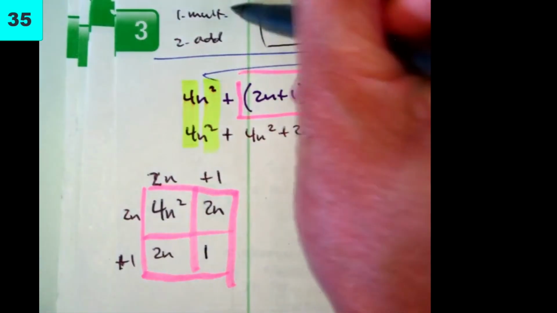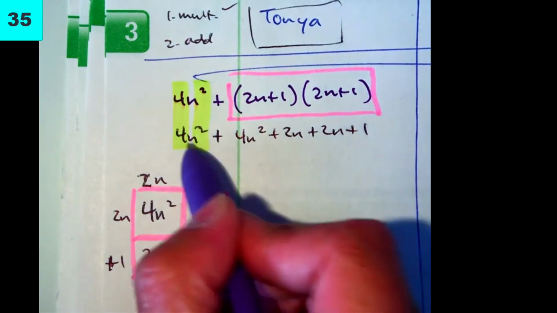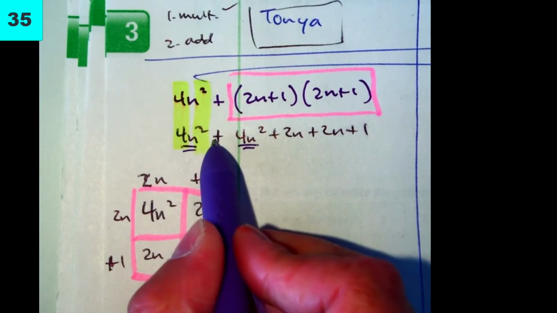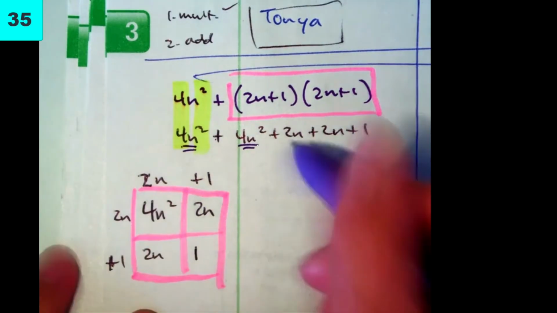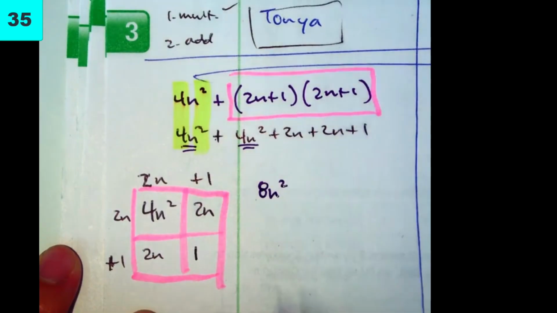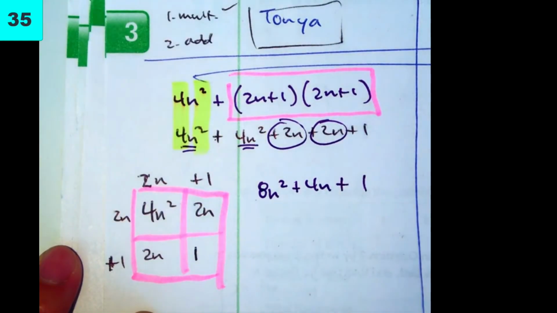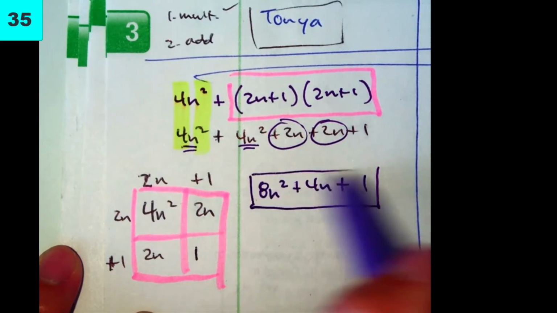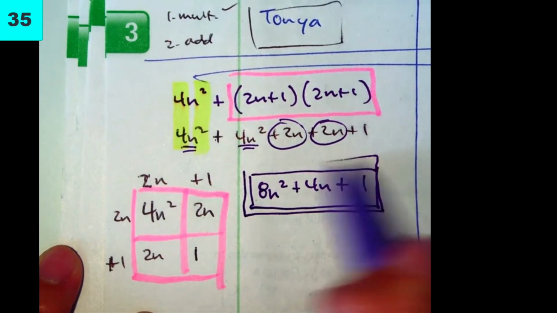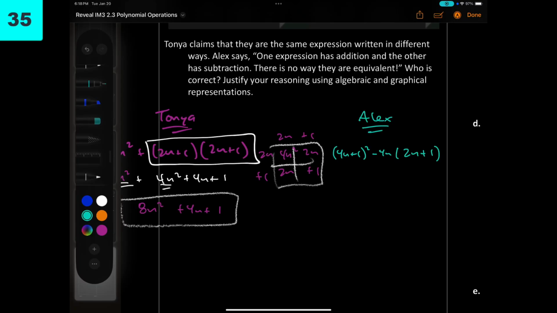And now we can just combine like terms. Which ones are like terms, class? Remember, when you're adding, you're just looking at the number in front. 4 plus 4 is 8, so 8n squared. How about these? 4n plus 4n plus 1. Tanya's expression gives us 8n squared plus 4n plus 1 as our answer. Okay, now we finished Tanya's. Let's go over Alex.